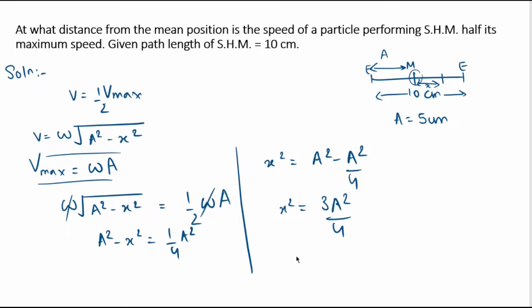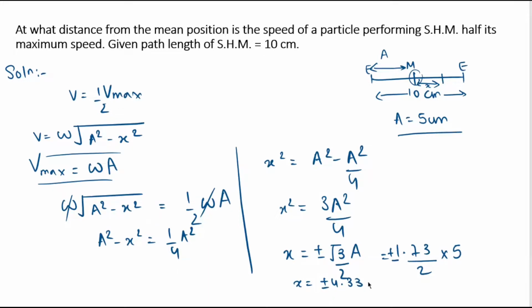Now taking square root on both sides, we can say that x is equal to plus minus root 3 a by 2, which is equal to plus minus 1.73 upon 2 into a. We know that a is 5 centimeter, so 1.73 upon 2 into 5. So calculating this, we can say that x is equal to plus minus 4.33 centimeter. Okay, so this is the distance, 4.33 centimeter, where the speed of the particle is half its maximum speed. So hope you understood this sum. Let's look at the next sum.